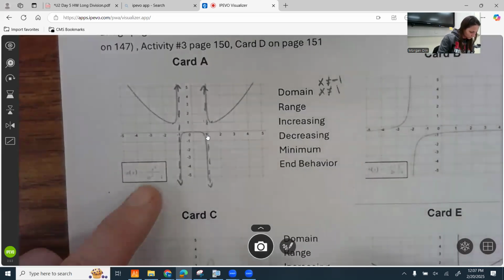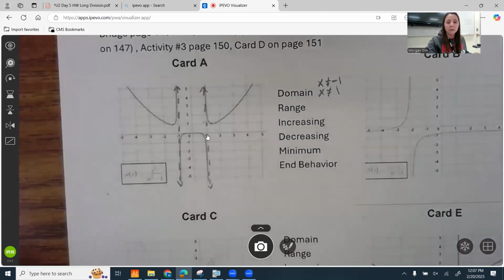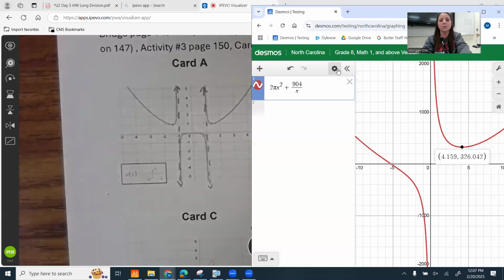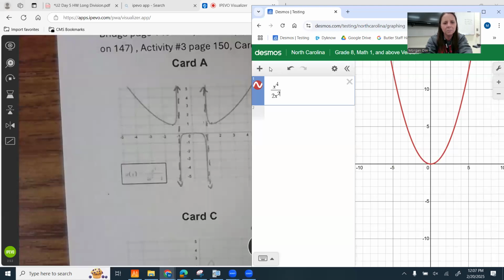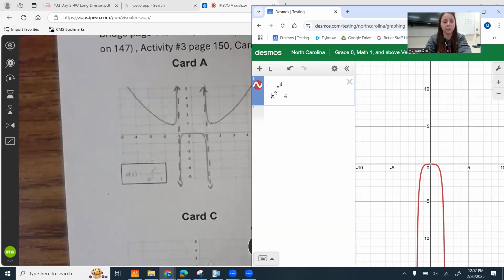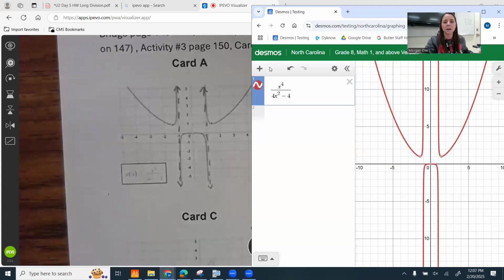The only thing I'm questionable about is what that number is in front of the x squared right there. So let me see if I can actually graph this right quick. Okay, so that's x to the 4th, divided by, maybe it's 2x squared minus 4. Or maybe, nope, not that. Okay, 4. There we go. I think that's what it is. It looks like it's 4x.